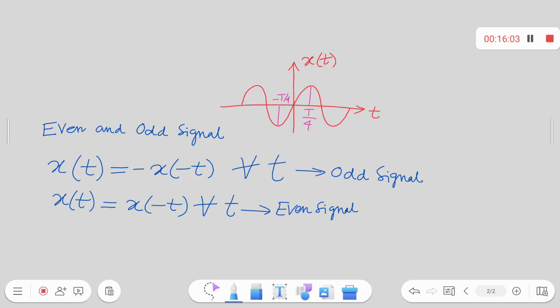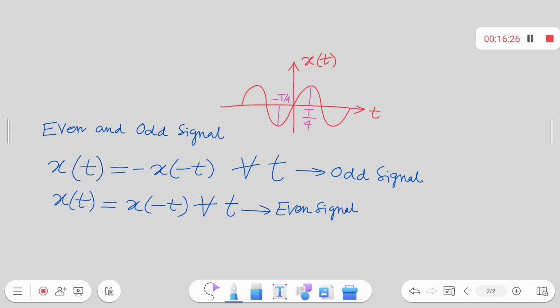If you just put a mirror over there at t is equal to 0, this is the t is equal to 0 axis. So this value is basically the minus of this value. Right? So the sine function is a perfect example for an odd function or odd signal, right? Okay.